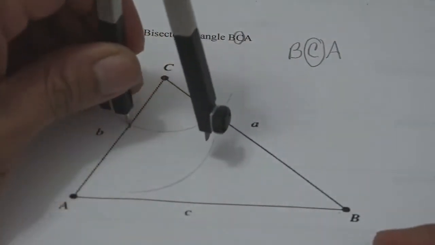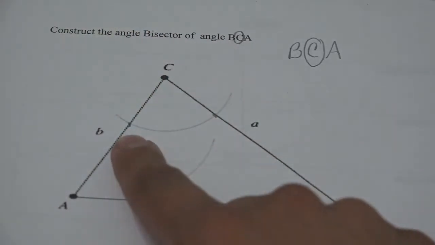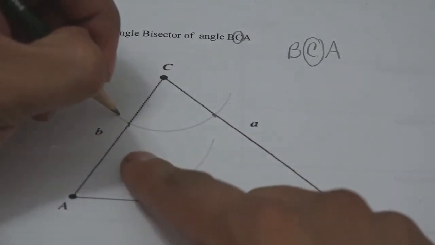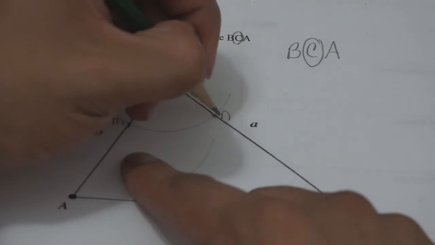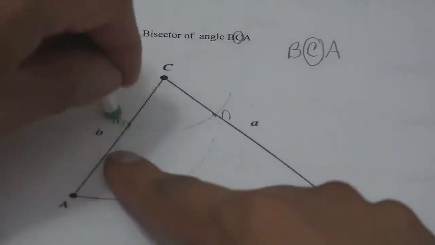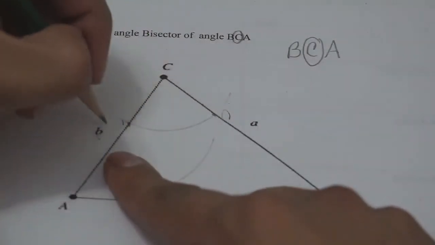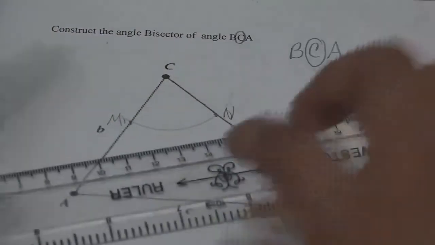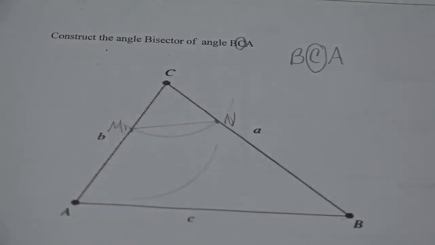I'm saying it, I'm not doing it. You create a circle with center B, what do you want to call this? Let's call this M and this N. M, N, capital letters. So that's my new segment, right? Okay, so I just created my own segment.